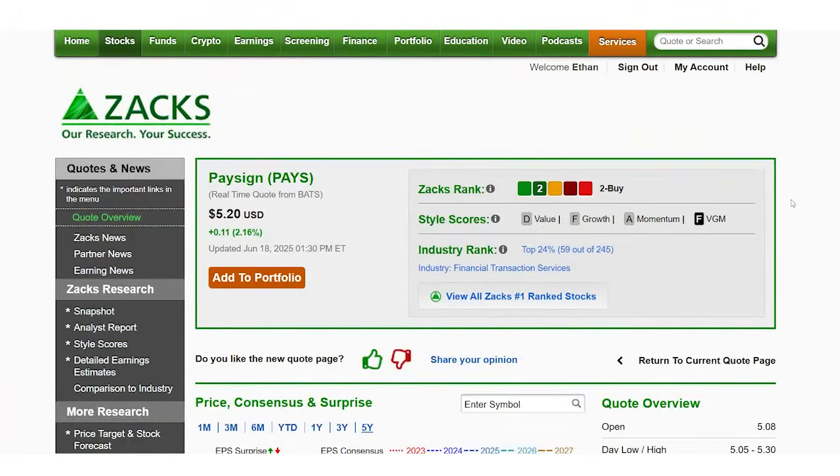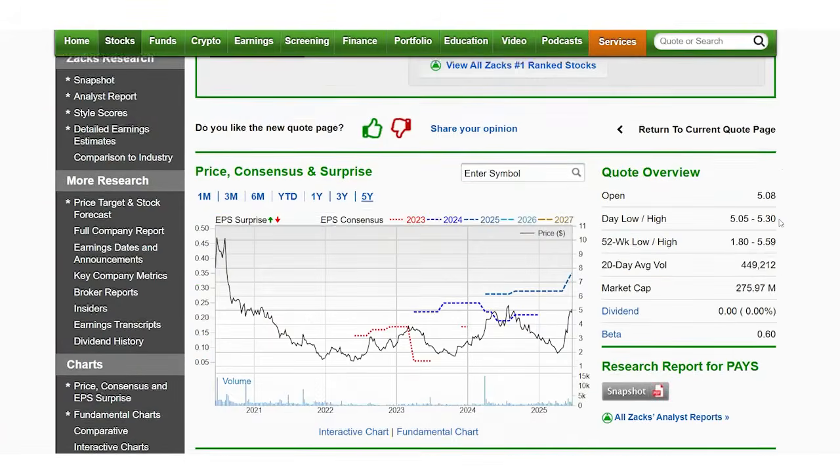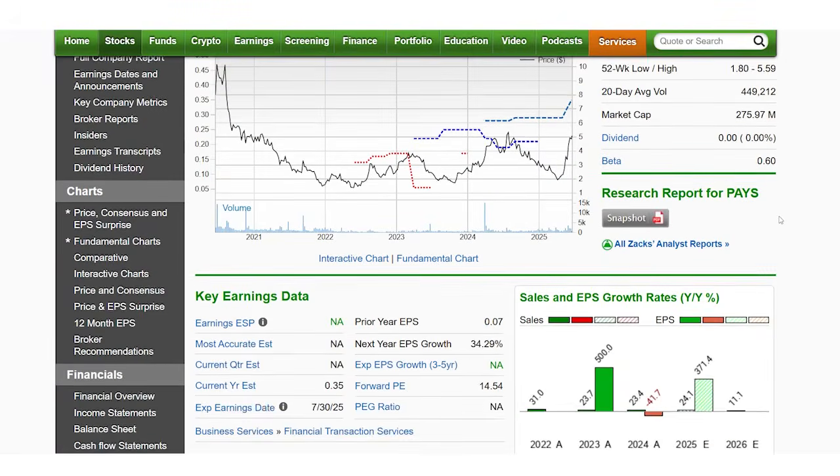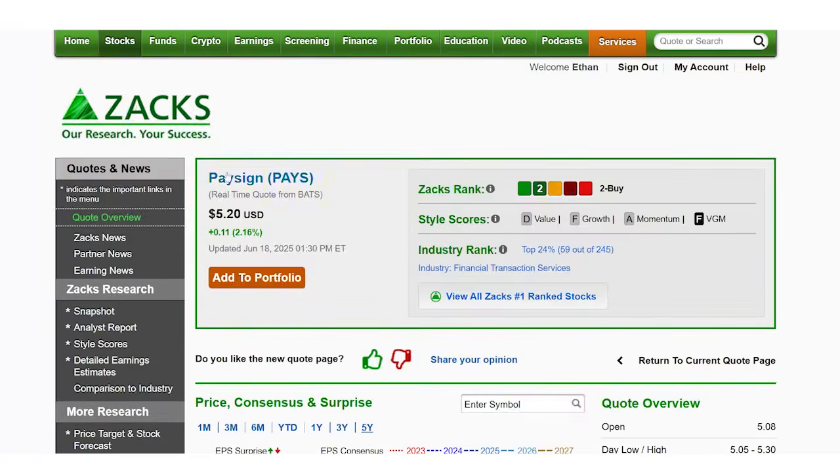Again, I just want to show briefly, this is the process. This is when you start to dig into it. You do some more fundamental, some categorical research. Okay, so that's one stock, PaySign.